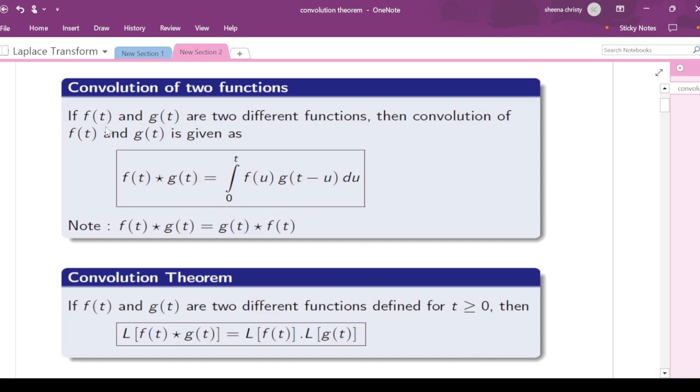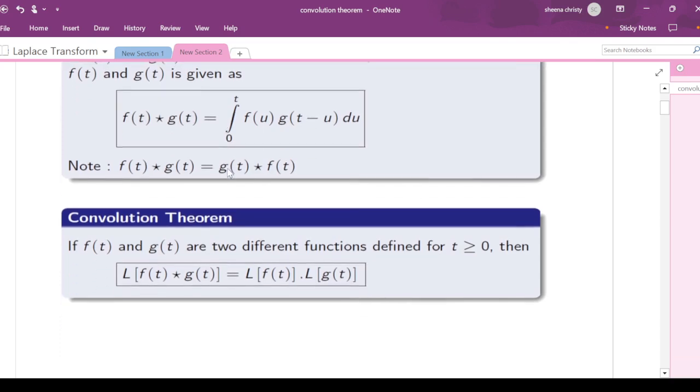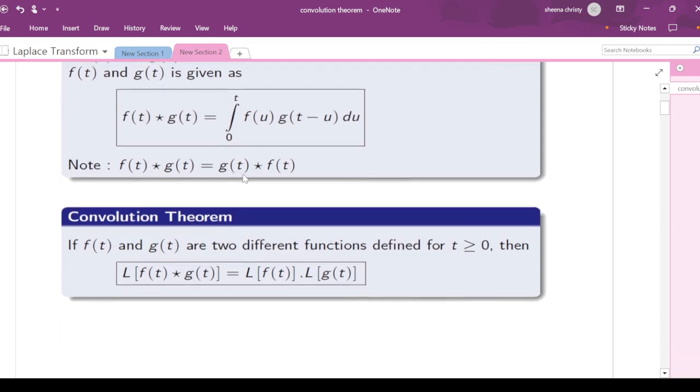Welcome learners. In this session we are going to learn about the convolution theorem. Before that we have to know about the convolution of two functions. If f(t) and g(t) are two different functions, then the convolution of f(t) and g(t) is given as f(t) star g(t), which is equal to the integral from 0 to t of f(u) times g(t minus u) du. Here, f(t) star g(t) can also be written as g(t) star f(t).